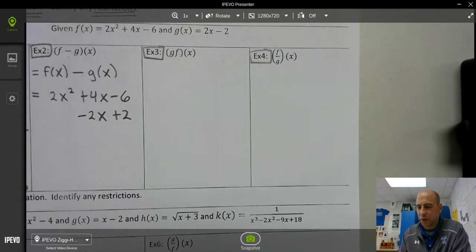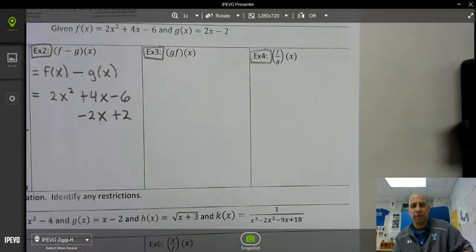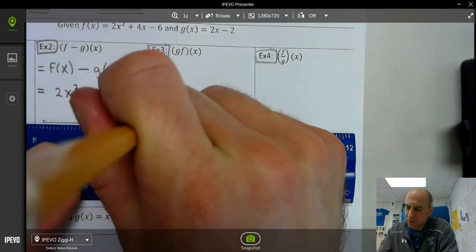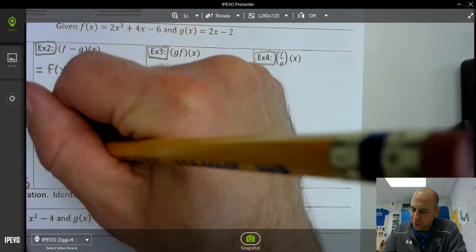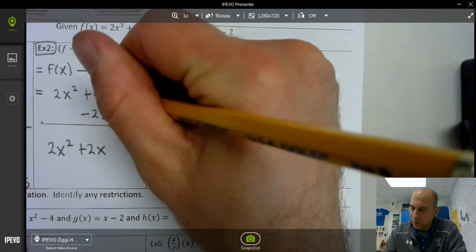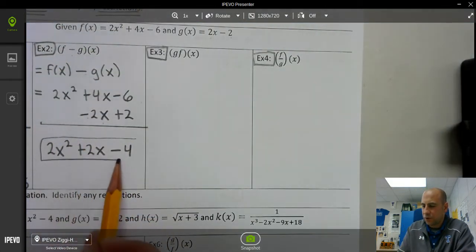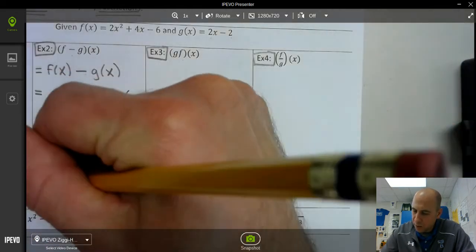Now, if you just watched that and you were like, what just happened? Don't worry. You can ask me in class, and I'll go over another way to do it, or re-explain this in more detail. So you get 2x squared. 4x minus 2x is 2x. And then negative 6 plus 2 is a negative 4. Go ahead and pause for a few seconds and update example 2. All right, now that example 2 is updated, let's talk about the restrictions. There's no denominator, no square root, so there are no restrictions.